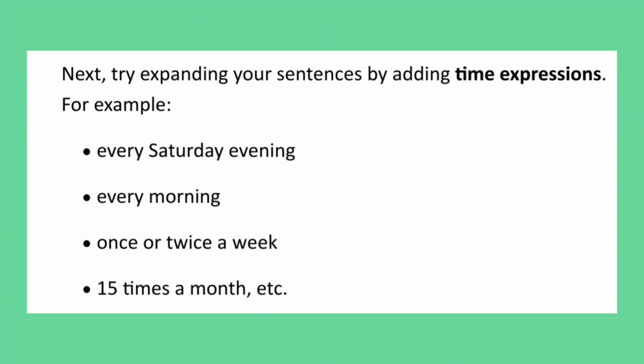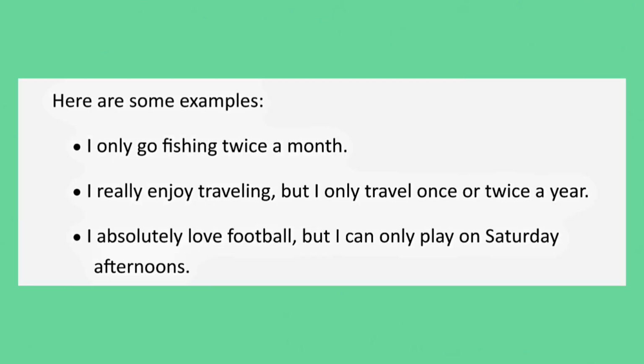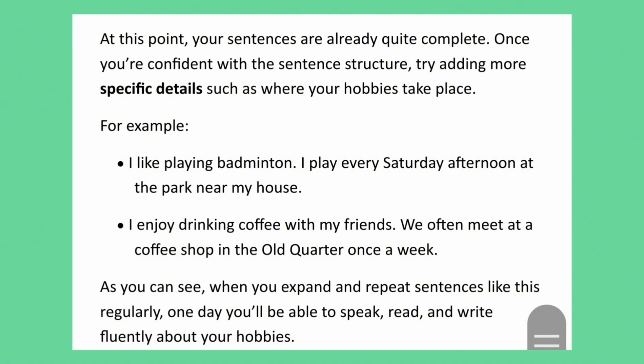Next, try expanding your sentences by adding time expressions. For example, every Saturday evening, every morning, once or twice a week, 15 times a month, etc. Here are some examples. I only go fishing twice a month. I really enjoy traveling, but I only travel once or twice a year. I absolutely love football, but I can only play on Saturday afternoons. At this point, your sentences are already quite complete.